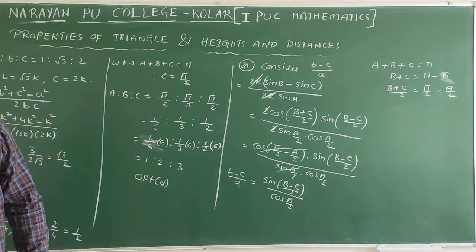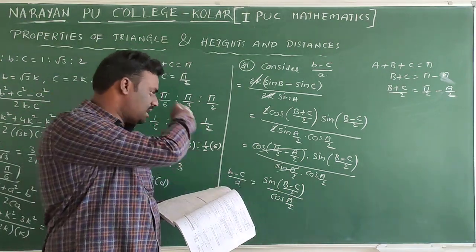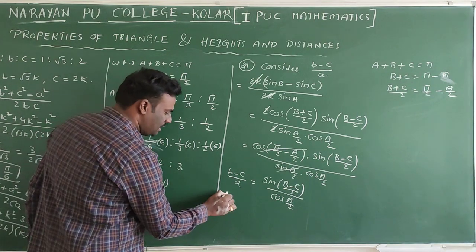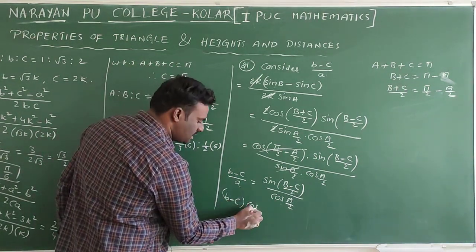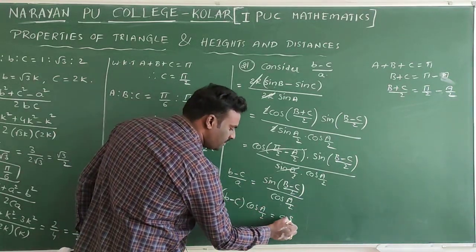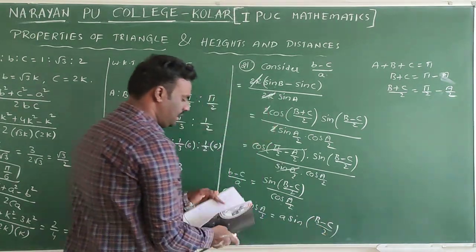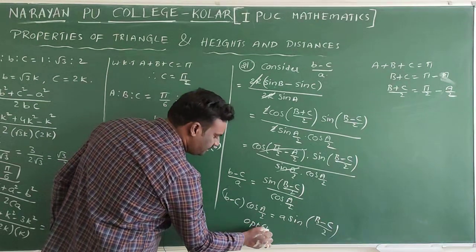Now we will check with the options. So from the options, what they have given? They sent cos(A/2) to the left side, A to the right side, cross multiply. Now what will you write? (B − C) into cos(A/2) is equal to A into sin((B − C)/2). That is nothing but option B is the correct answer.